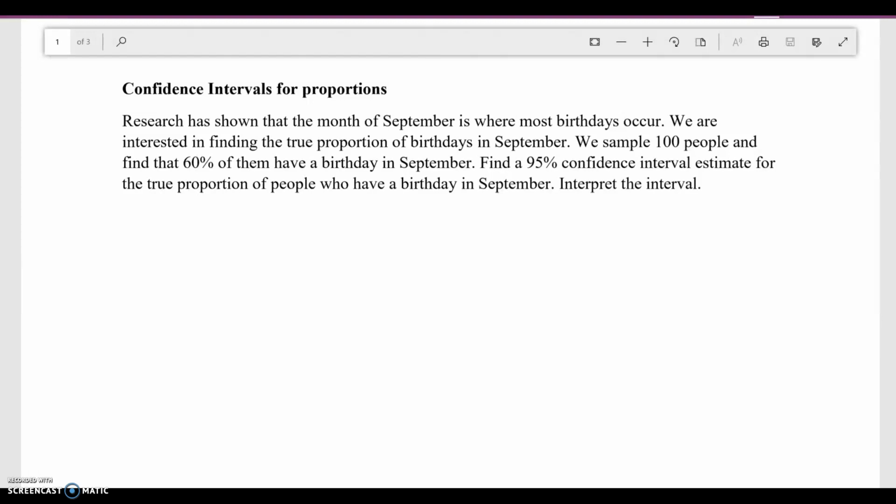So what we want is a 95% confidence interval estimate for the true proportion of people who have a birthday in September. And then we want to interpret the interval. Okay, so the first thing to notice is that since we want a 95% confidence interval, we require the formula. And the formula here is p hat plus or minus z star square root of p hat times 1 minus p hat, all over n. So here is my one formula, but we do have two upper and lower estimates because we have a plus and we have a minus.